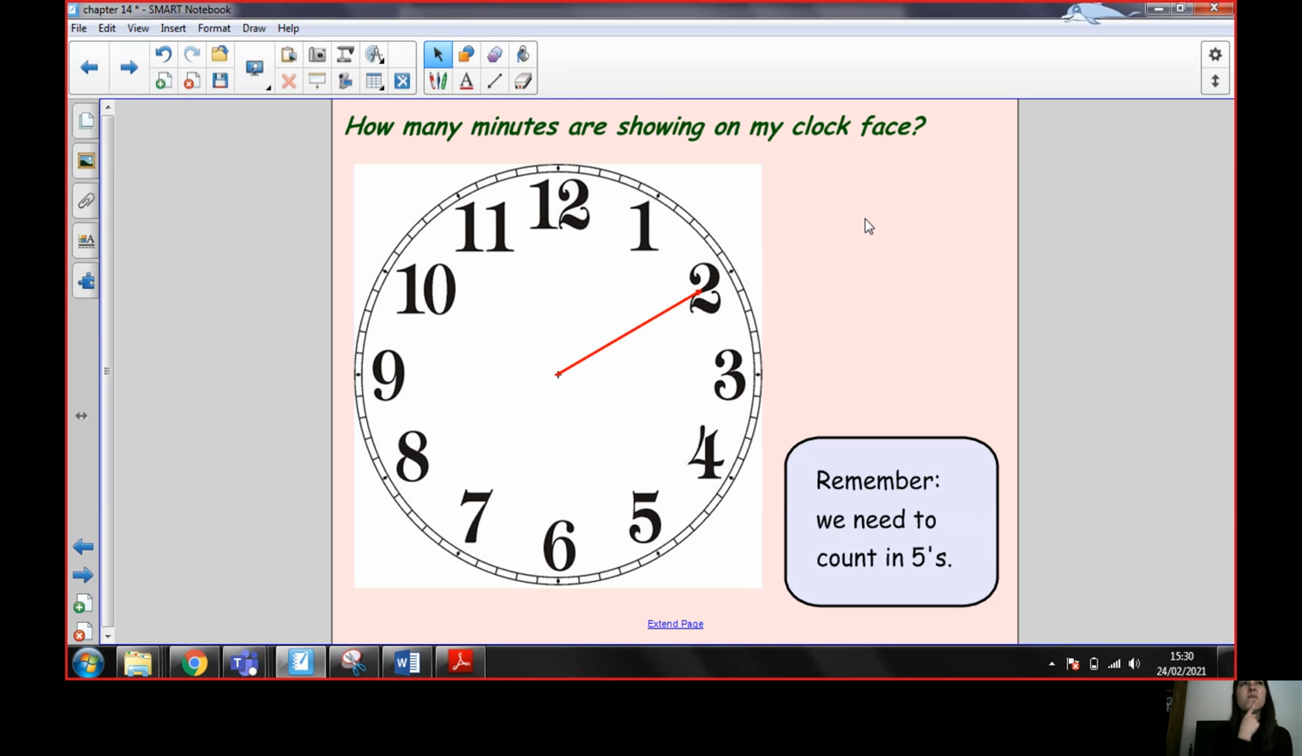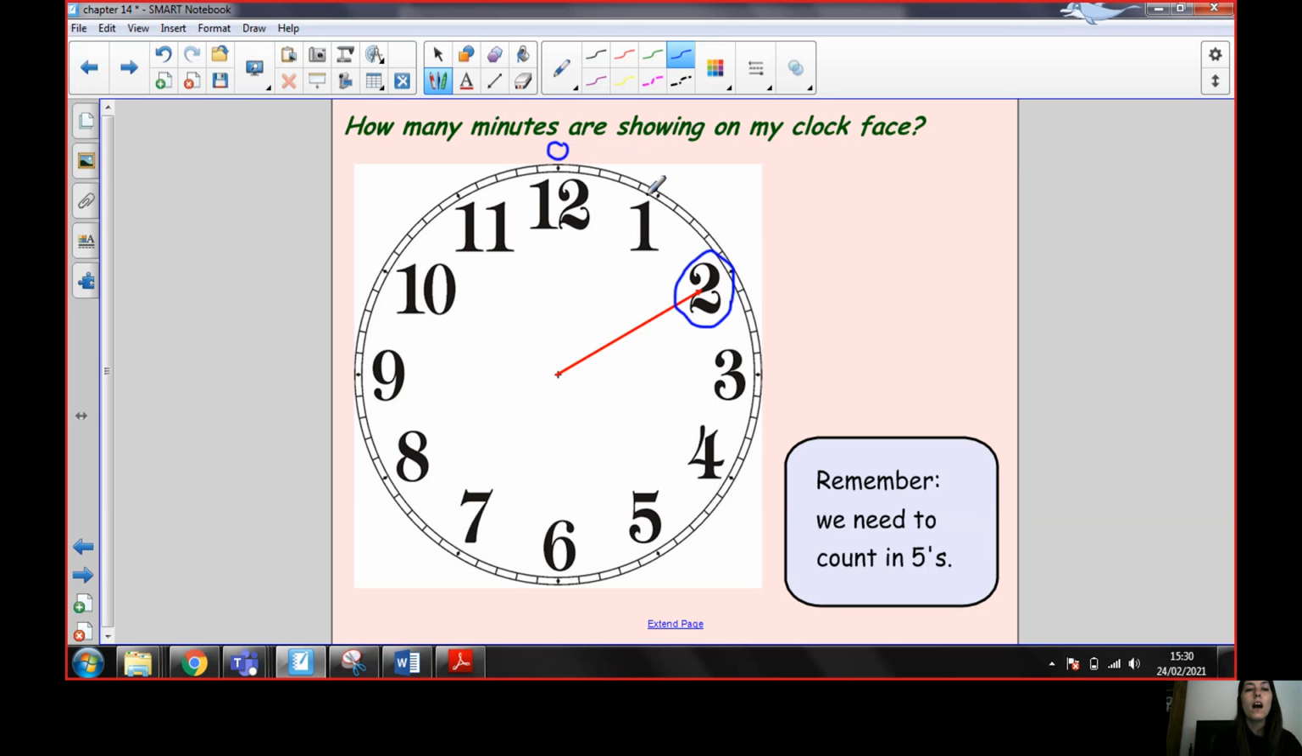Did I count in ones? Did I count in twos? What did I count in? Fives. We need to count in fives. Now we know that 12 always is our 0. So we start counting in fives at the number 1. Let's do that and see what we get to when we reach number 2.